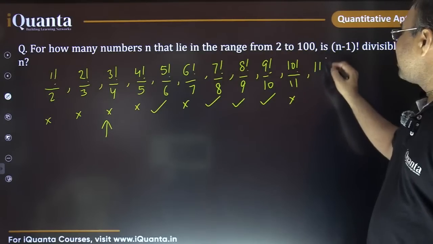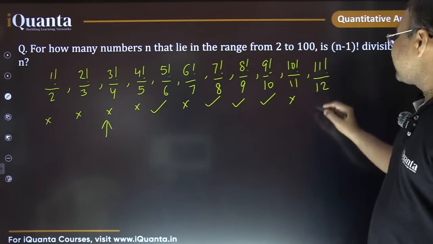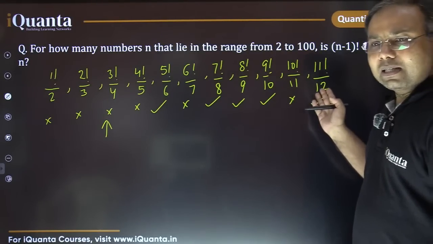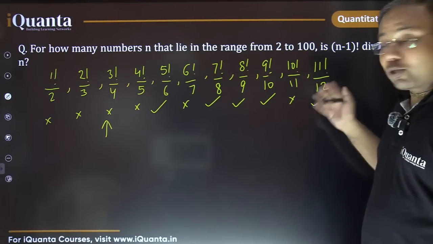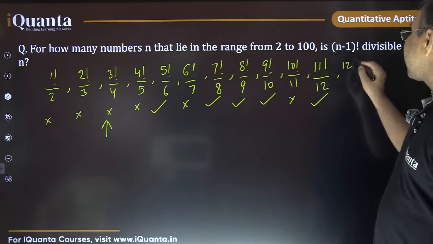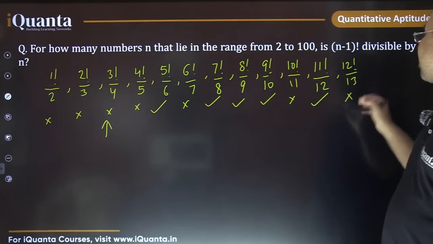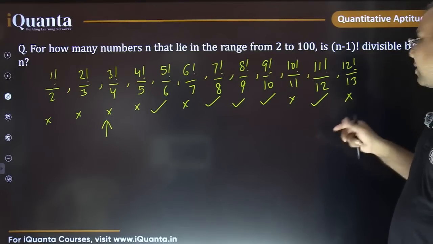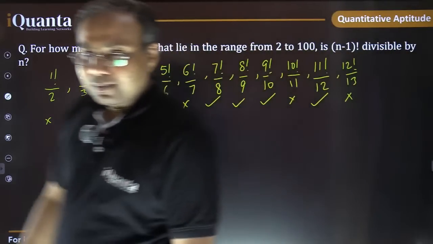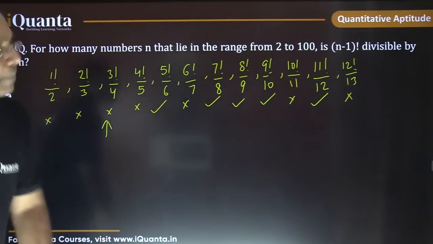Let's check further also. 11 factorial is divisible by 12. Yes. 12 is 4 into 3 we can write, or 2 into 6. Same way, 12 factorial, is it divisible by 13? Certainly not, because 13 is a prime number. It is not contained there. I hope it is clear now. Now it is simple counting.